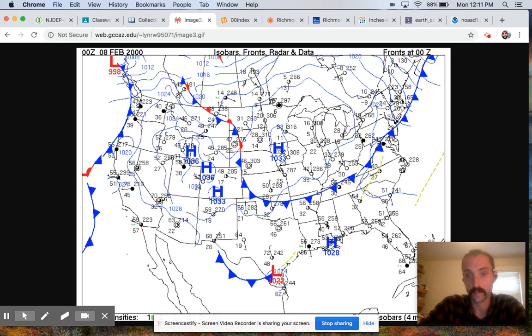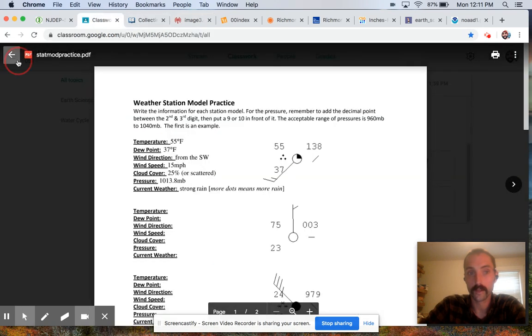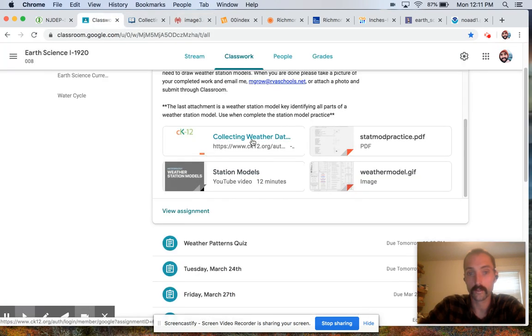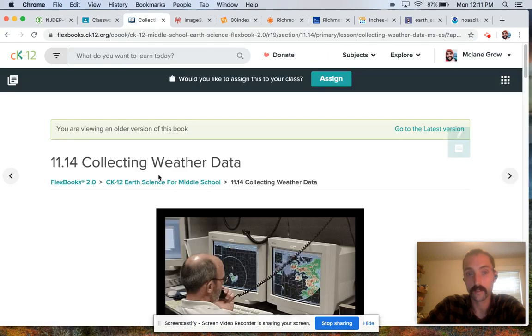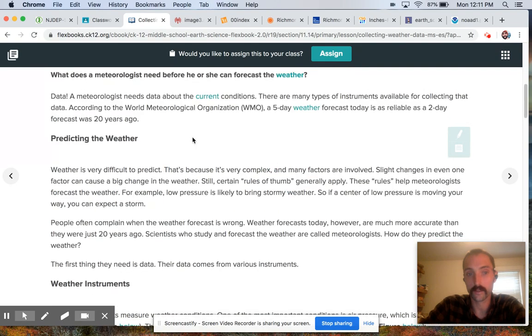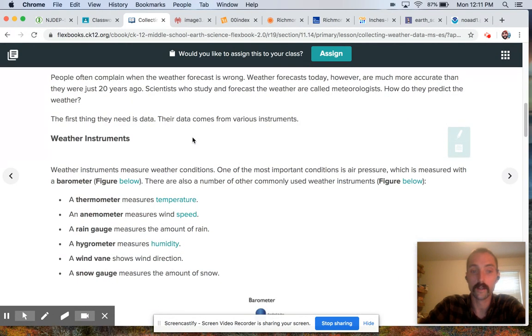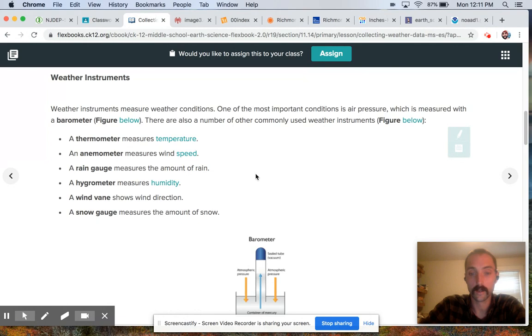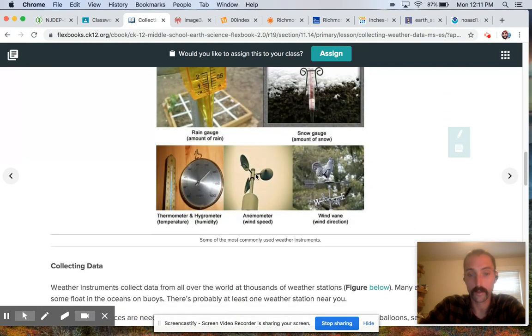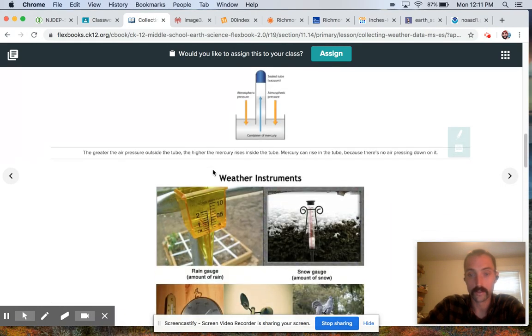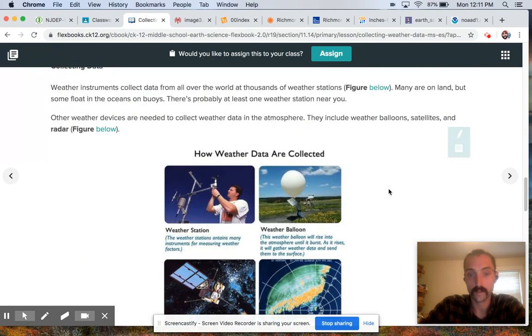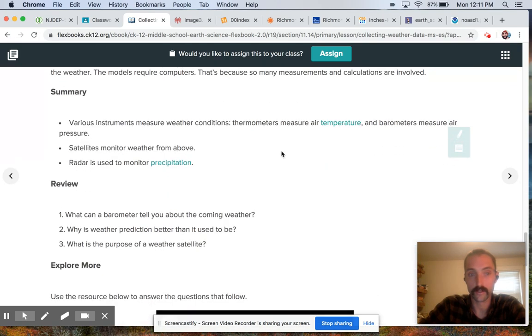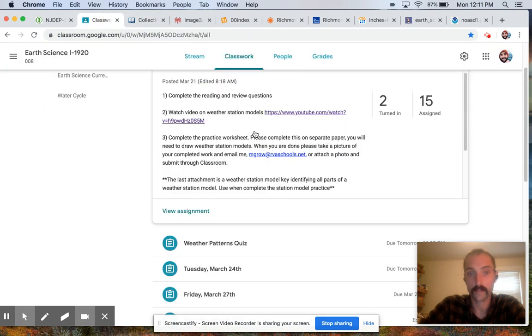they give a more detailed interpretation of what the weather is currently in a given location. So first things first, from Classroom, you went to the collecting weather data reading on ck12.com. This reading gives you an idea of what instruments meteorologists use to detect weather and also determine daily, weekly, and monthly weather patterns. Once you've read through this, you are taking a practice quiz to assess your understanding of this chapter. Then you're going to go back to the Classroom page.